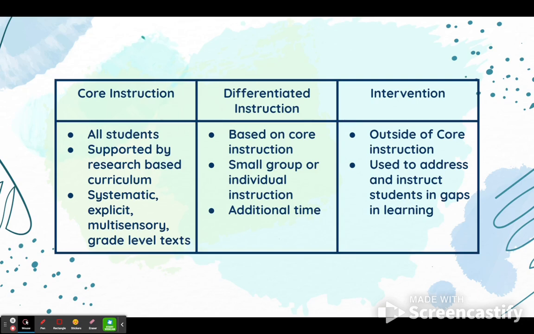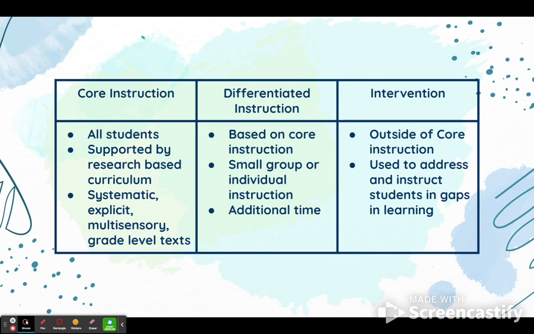As students are engaged in various amounts of instruction across the school day, the science of reading reminds us that core instruction should include all students and should be supported by research-based curriculum. Core instruction should be systematic, explicit, multisensory, and provide exposure to grade-level text.